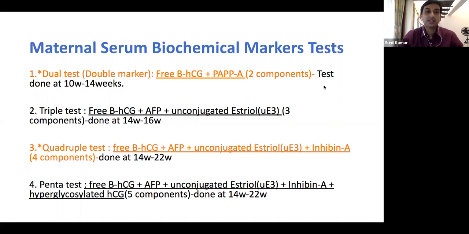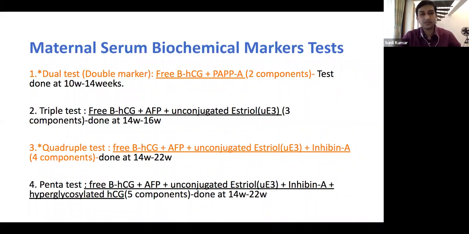This double marker test is done best between 10 weeks to 14 weeks of pregnancy. Next is the triple test, triple marker test, where 3 components are there: free beta HCG, alpha fetoprotein, and unconjugated estriol. So this triple test is done between 14 weeks to 16 weeks.